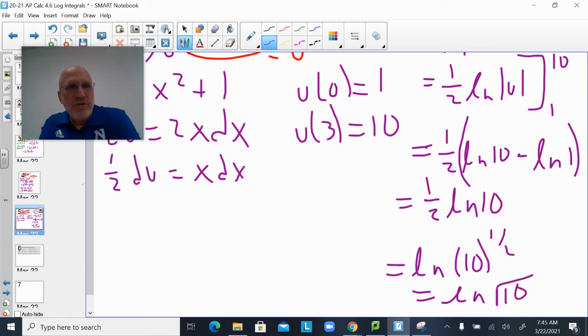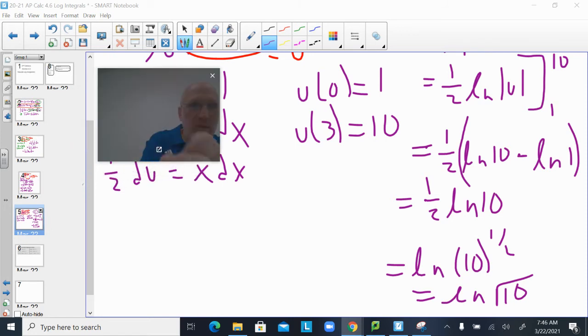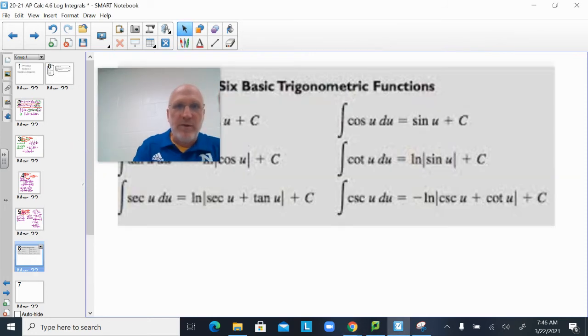So there's 3 examples of natural log antiderivatives. Okay, and then the second part of this lesson is learning the integrals of all 6 trig functions. And I say that, of course, we already know a couple of them. So here's the whole list.